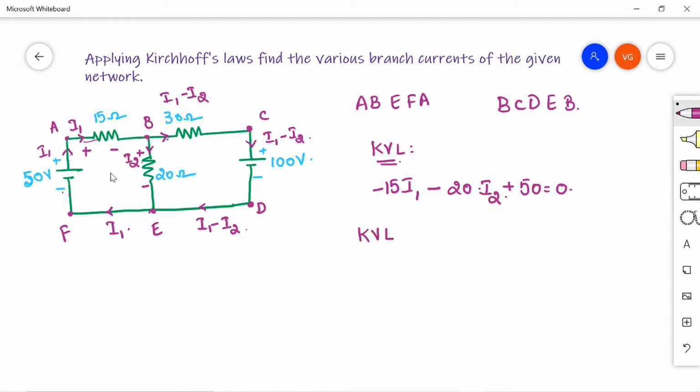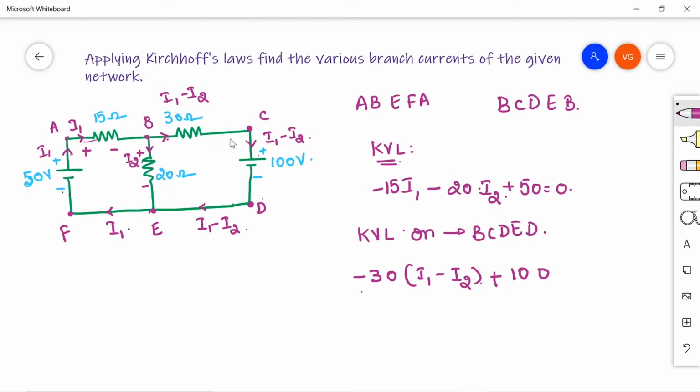Similarly, write KVL on the second loop, that is B, C, D, E, B. In the same way, the sum of the voltage drops and EMFs in this second loop is also 0. So the current flowing is I1 minus I2, so you can write minus 30 into (I1 minus I2). As it is a drop in the resistor, I am taking minus here. In the second branch, plus to minus, so it is plus 100. Then DE, there is no element. Coming to EB, again it's a drop, right? Actually, you have to consider it as minus because it's a drop.